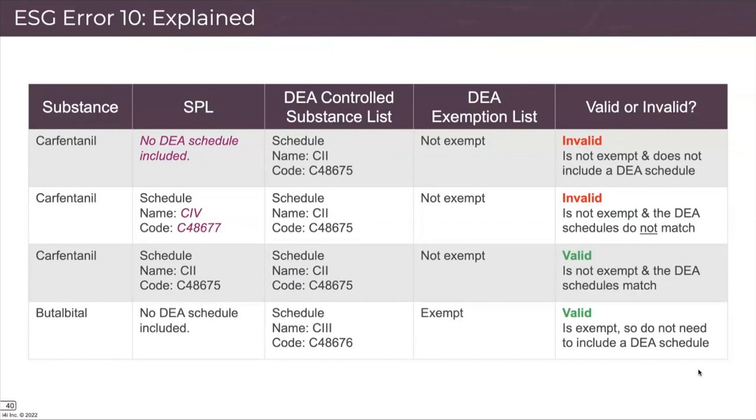In the last row, we use the controlled substance butyl-butyl as an example. The controlled substance is present in the DEA exempt products list. Therefore, a DEA schedule is not required in the SPL. The SPL passes the validation and no error is generated from the ESG. Please note that both these lists are located within the DEA schedule link under the SPL Terminology Files for Validation heading on the FDA's SPL Resources webpage.